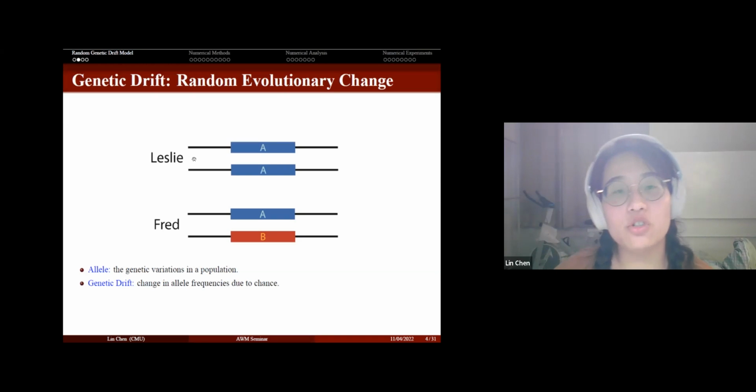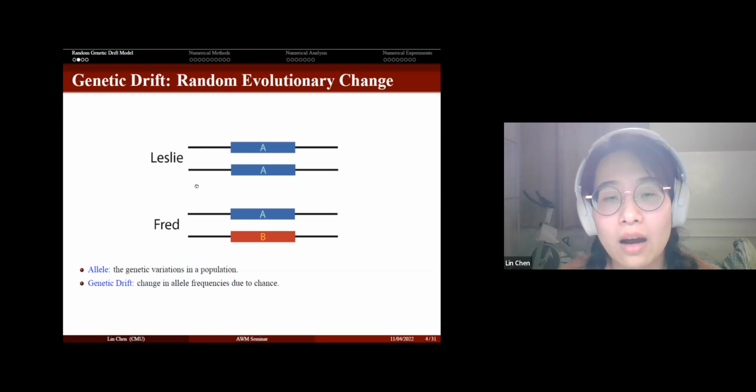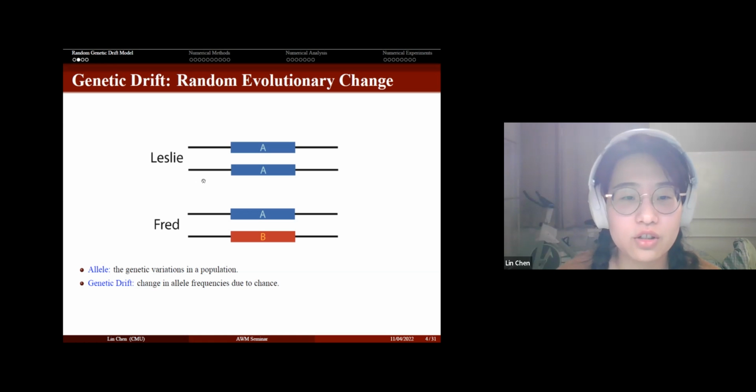First I will introduce the random genetic drift problem. In population genetics, genetic drift describes the random fluctuation in the numbers of alleles. Here, allele means the variant of each gene. As we can see in this picture, each individual has a different combination of genes, so that's why we are different.